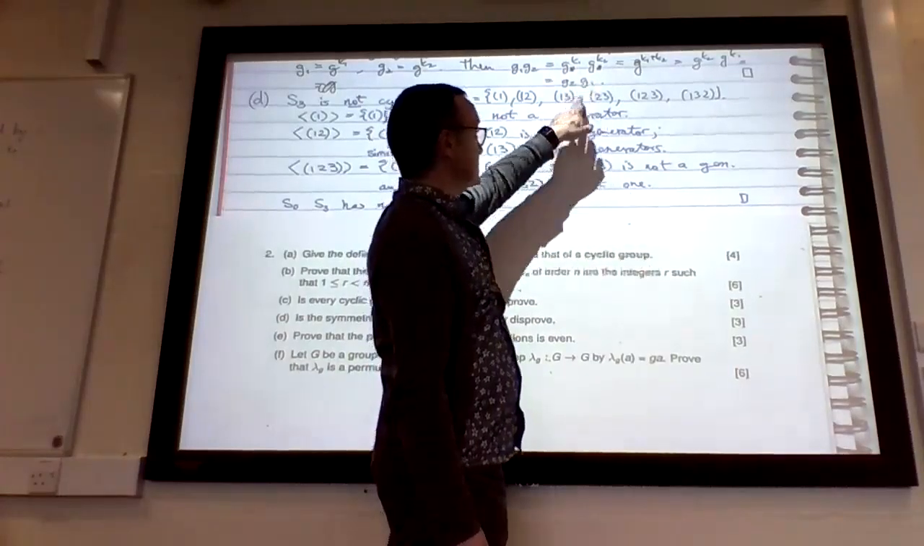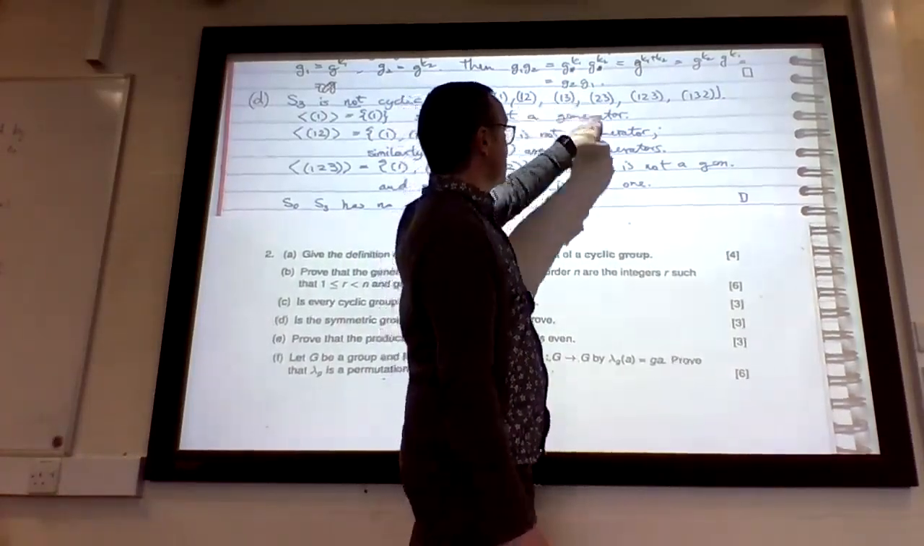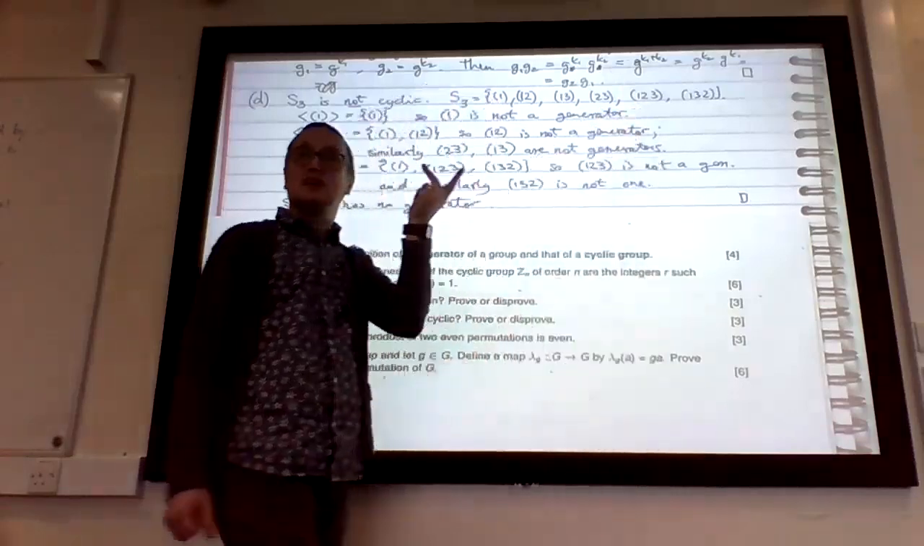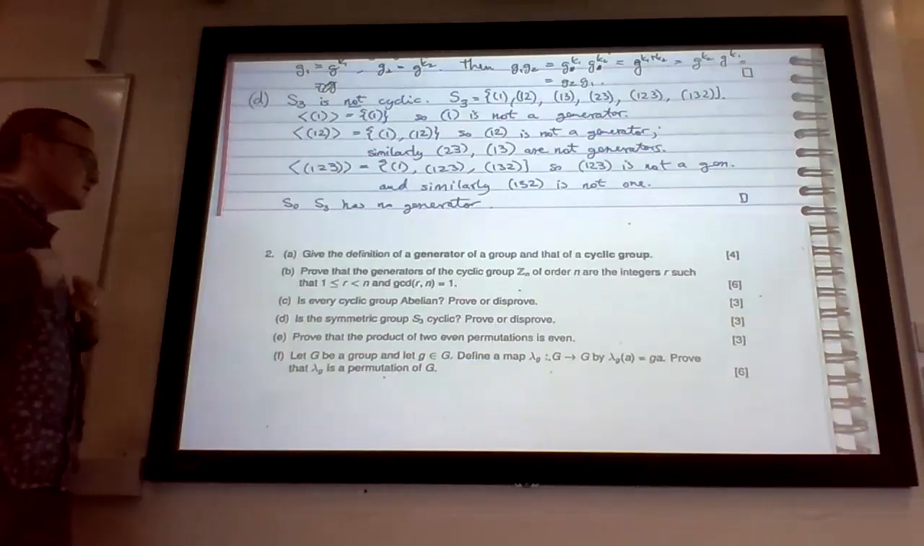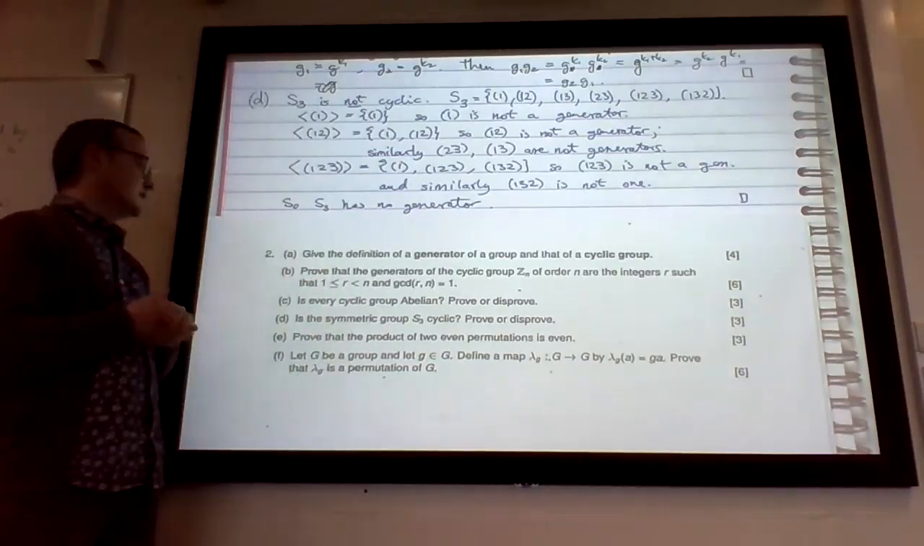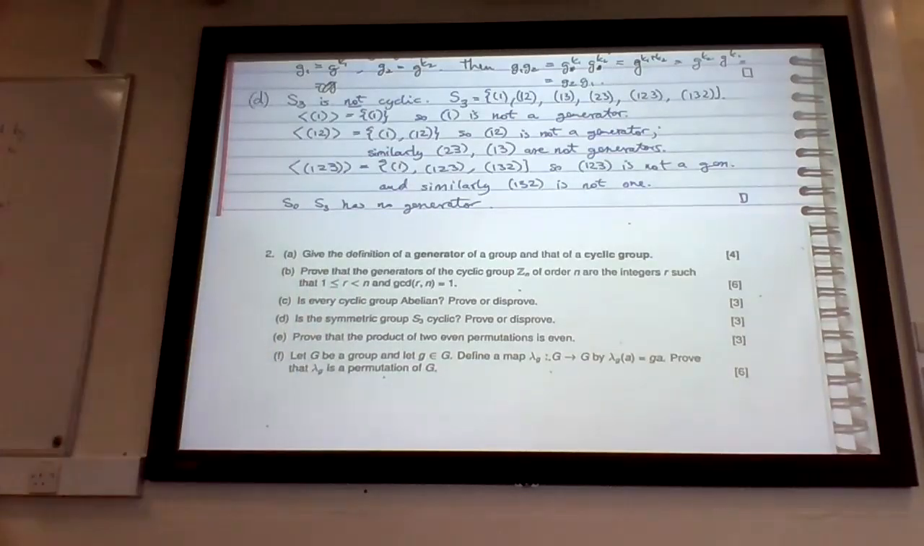So the product of a 2-cycle with a 3-cycle will not commute. So you can just show that. Just write down those 2 products there. They don't commute, so the group isn't abelian, therefore it's not cyclic.